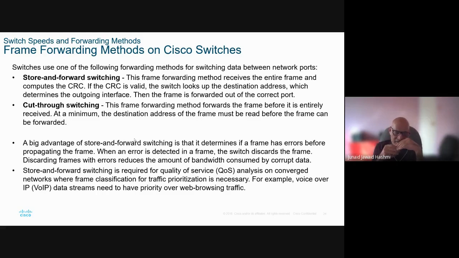If there's an error in the frame, it can detect it before it forwards the whole frame. So it's speed over reliability. The other method is cut-through switching.